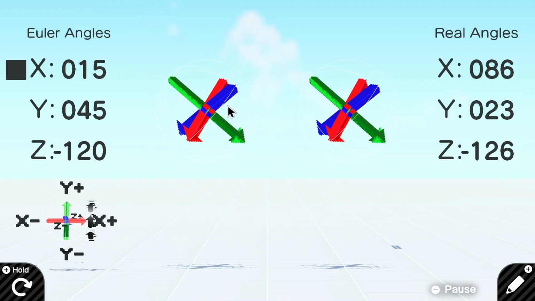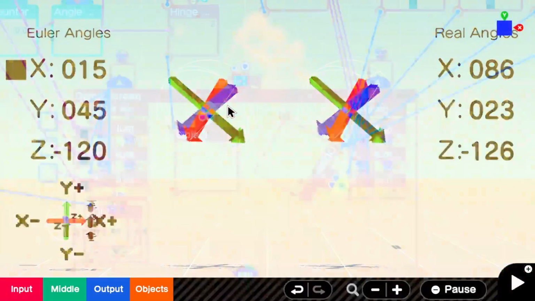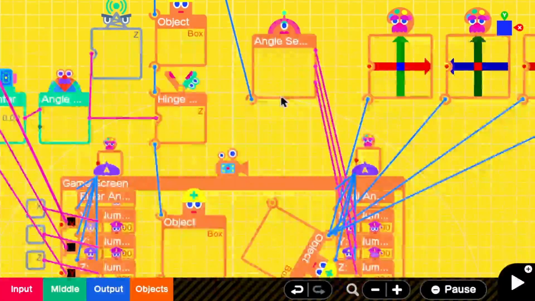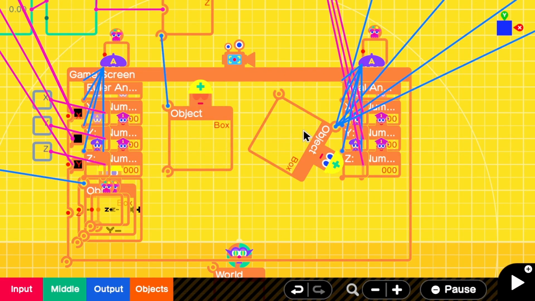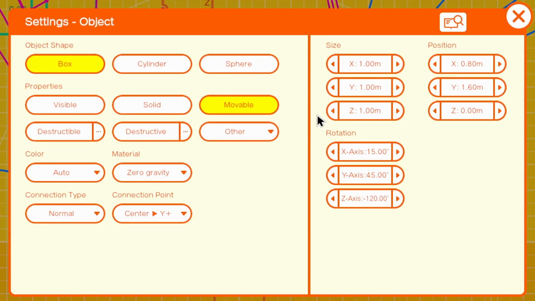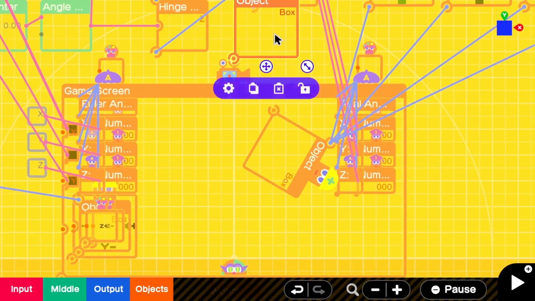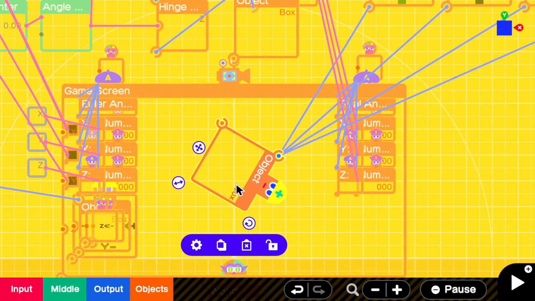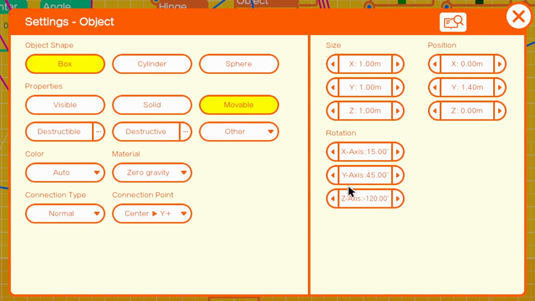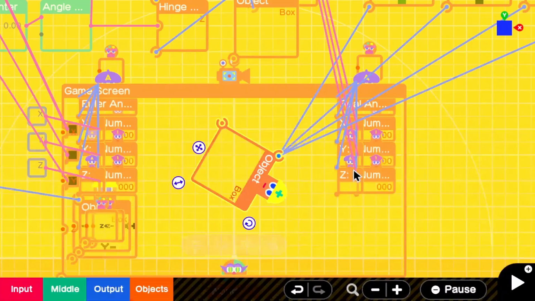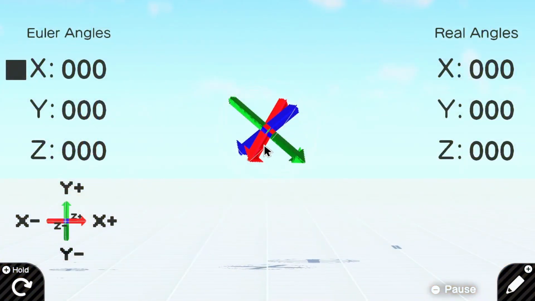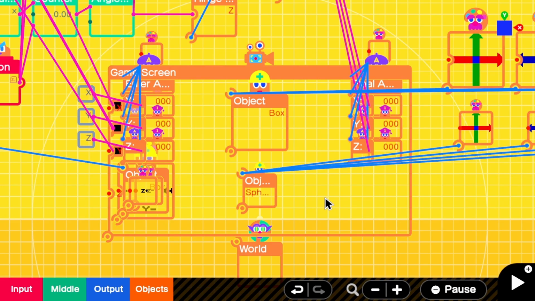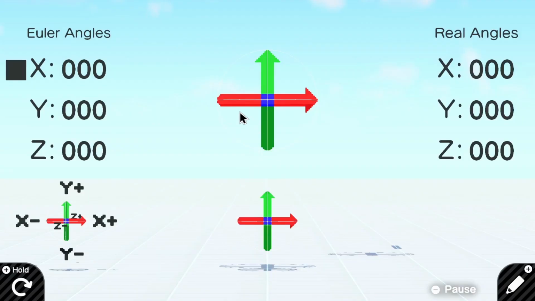Now, before we go into how angle sensors actually work, let me just explain how and when these rotation settings actually work. So here, you can see, if an object is on its own, whatever rotation that we set here will be applied to the object at the very start of the game. Now, what happens if we connect our object onto another object? So here, for example, we have two objects here.